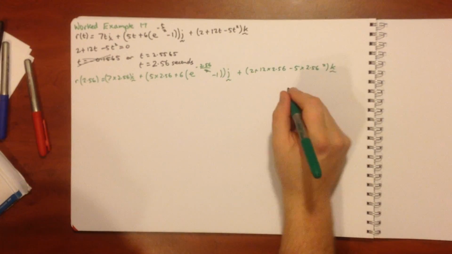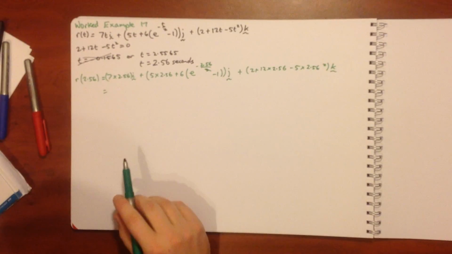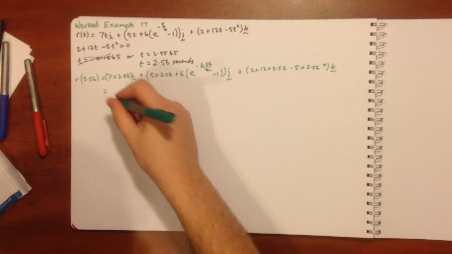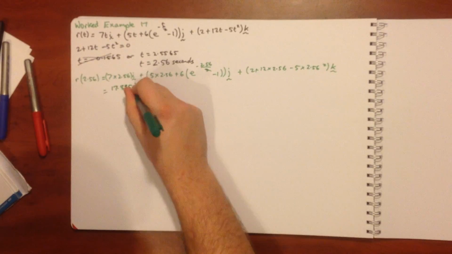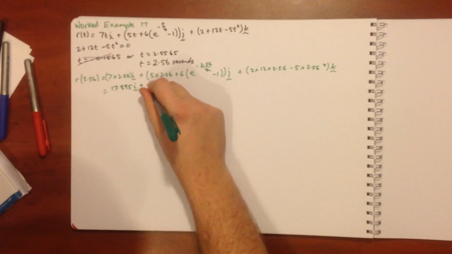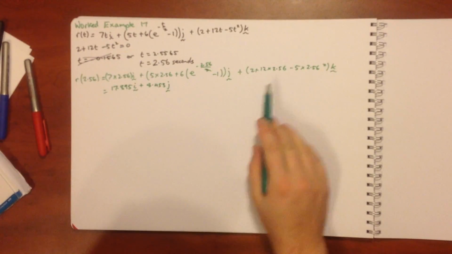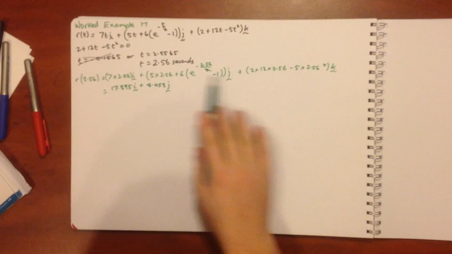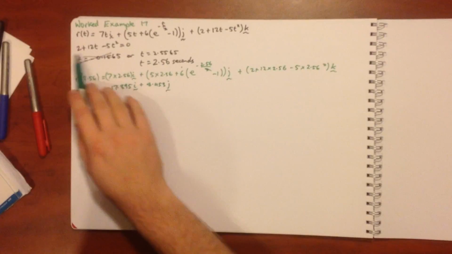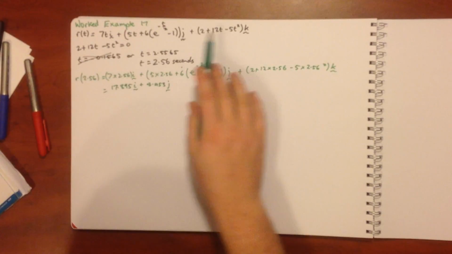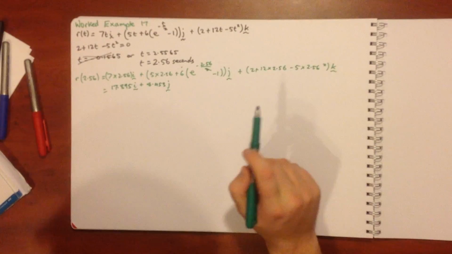Okay, so when we actually do all that, running it all through, we get 17.895 i plus 8.453 j, which makes perfect sense that we don't have a k component, because we just worked out that at this time t equals 2.56, we found that value by setting our k part equal to 0. So we're not expecting anything there.